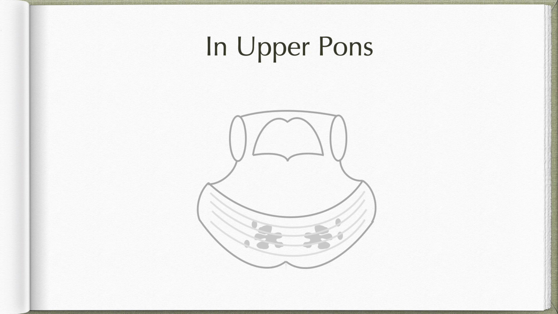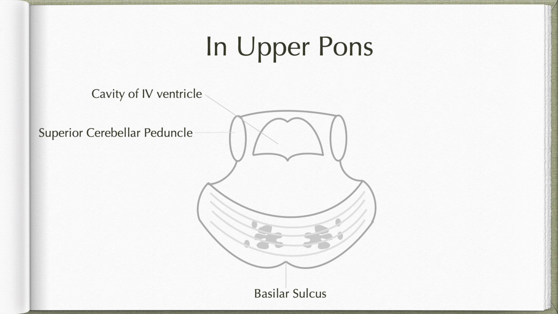We can see the shallow basilar sulcus along the ventral midline. Dorsolateral corners are occupied by the superior cerebellar peduncles here as they descend from the midbrain to reach the cerebellum. Posteriorly, we are seeing the cavity of the fourth ventricle, which has become much narrower at this level so that it can continue as cerebral aqueduct as it ascends into midbrain.